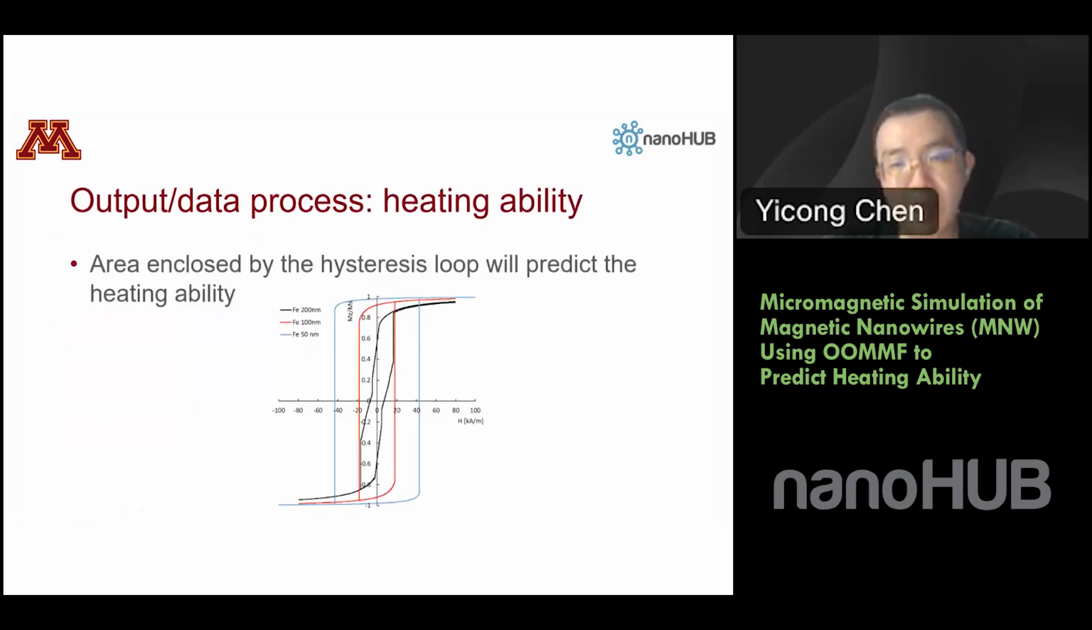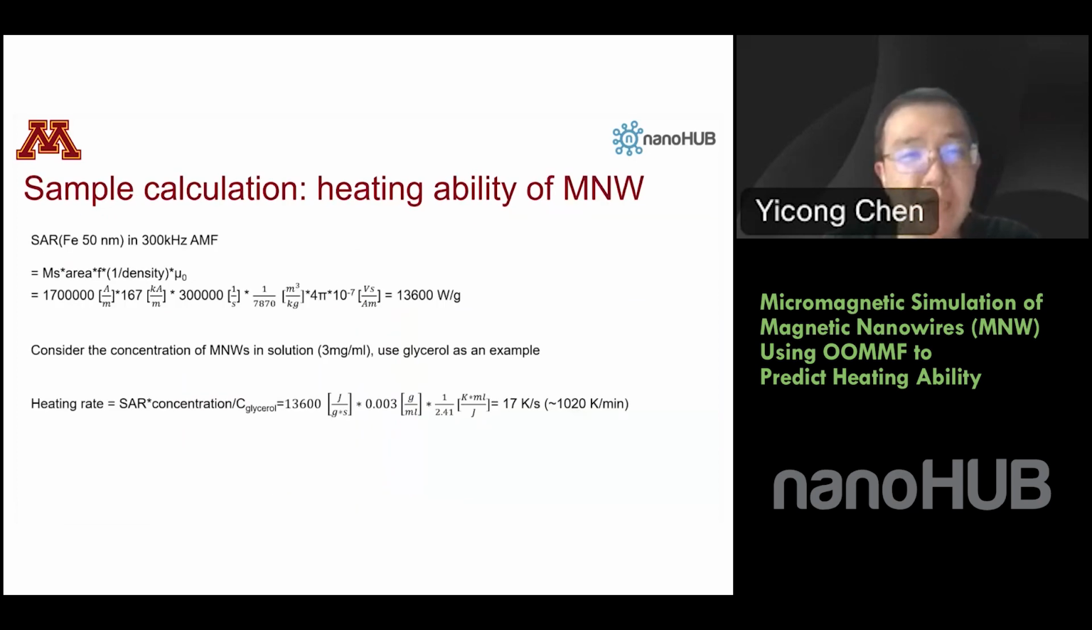Also, besides the reversal mechanism, I don't know if you still remember, we are running this process for predicting the heating ability of nanowires. The heating ability can be represented by the area enclosed by the hysteresis loop. Since we have all the simulated numerical data, we can easily use any data processing software like MATLAB or Excel to calculate the area. And here's a sample calculation.